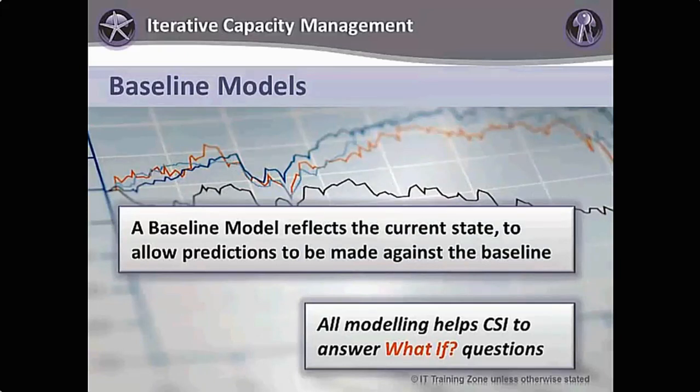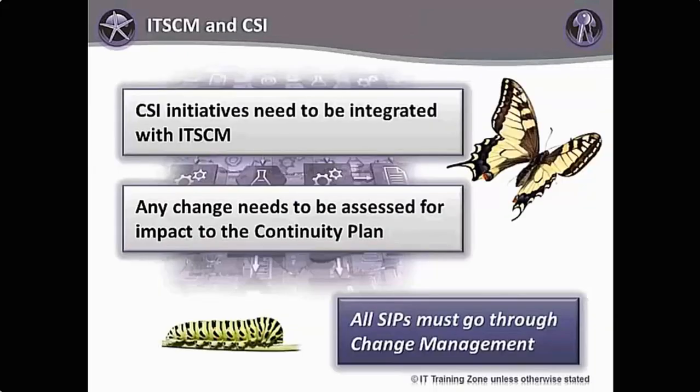Baseline models are the final area we need to address for capacity management. A baseline model reflects the current state. Predictions can be made against the baseline and will be more accurate if the baseline truly reflects our current state. Modeling helps continual service improvement to answer what-if questions.